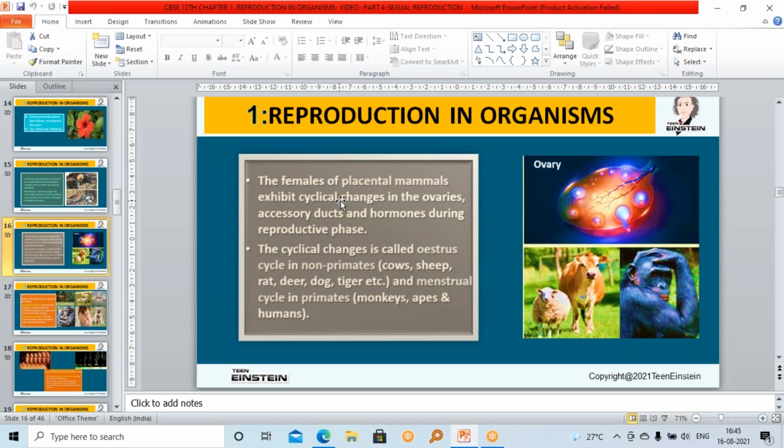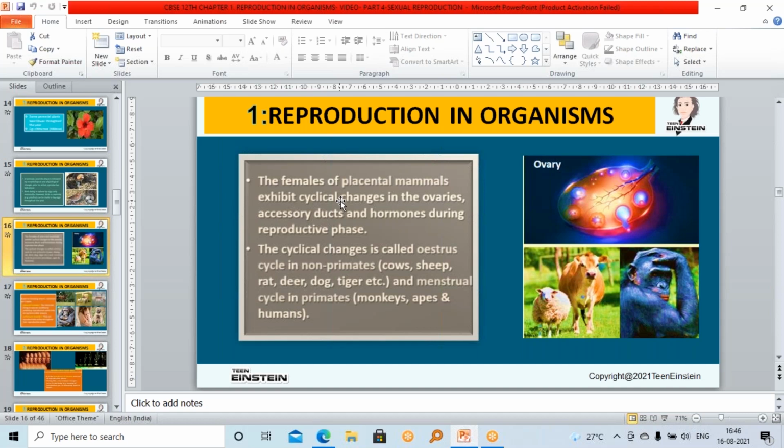In placental mammals, the mammals with placenta, they exhibit cyclic changes during the reproductive stages. Cyclic changes in the sense they are showing changes in their hormones, ovaries and all. In non-primates, it is called the estrous cycle. But in primates, it is called the menstrual cycle.